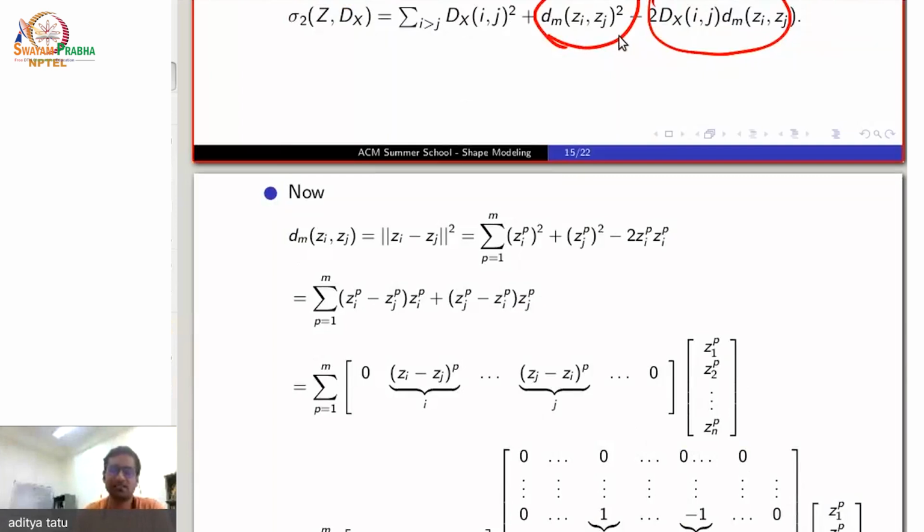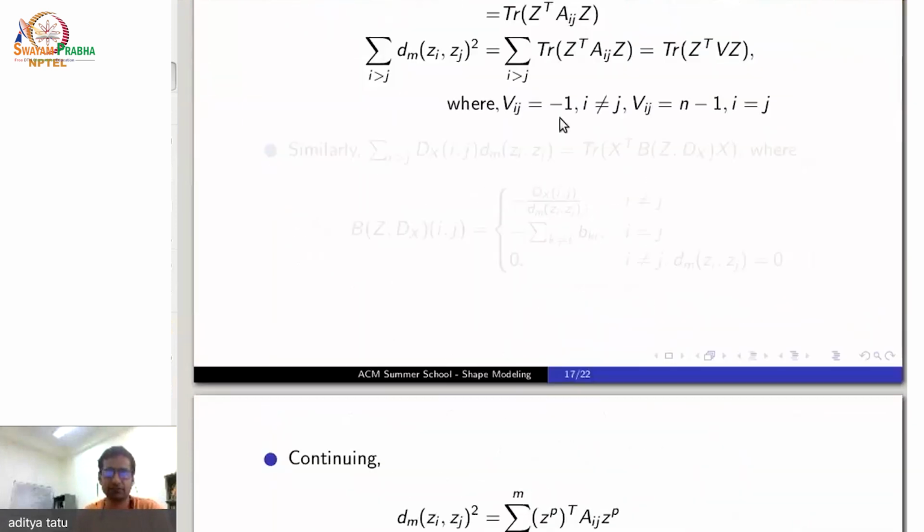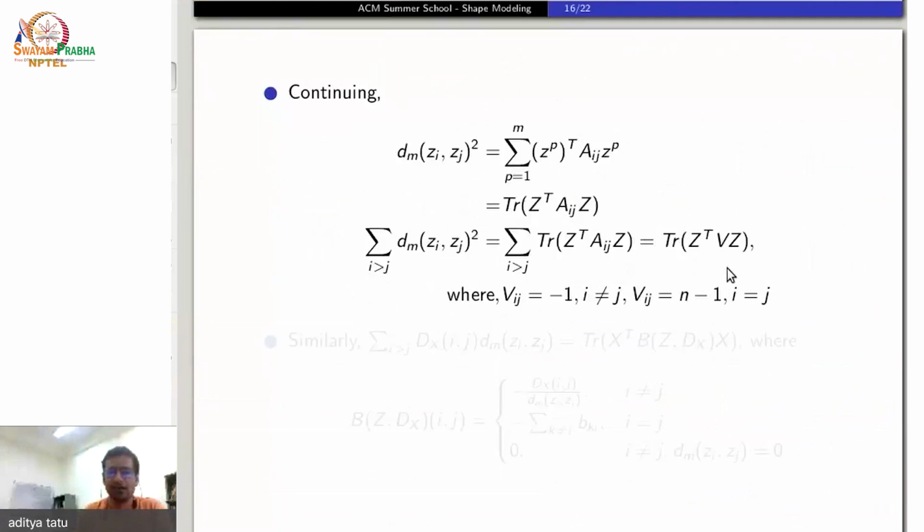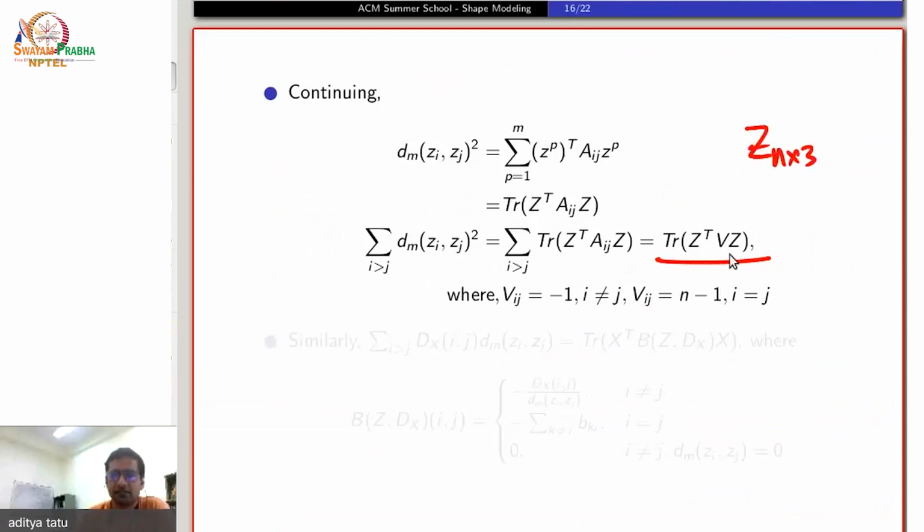This term dm z_i squared can be written as this trace of Z transpose. Remember, Z is n by 3. This matrix B is a very simple matrix, right? All off-diagonal entries are -1 and all diagonal entries are n-1. So it's a constant simple matrix V of size n cross n. Z is n cross 3. So that is how you can write this.